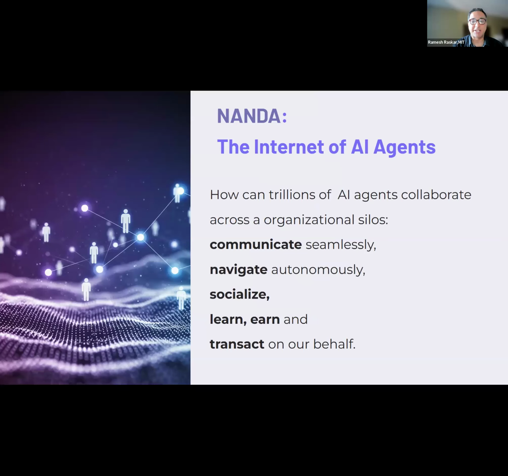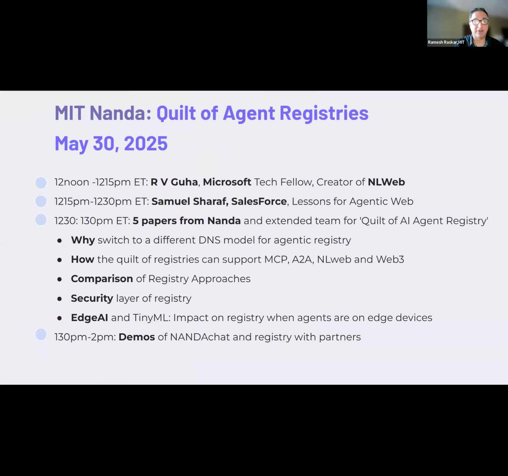And we really want you to imagine the world of billions, maybe trillions of AI agents that are communicating across organization silos, navigating, socializing, learning, earning, and transacting on our behalf. Today, we'll have Mr. Guha from Microsoft talking about NL Web. Then we'll have Sam Sharaf from Salesforce about his ideas on the Agentic Web.